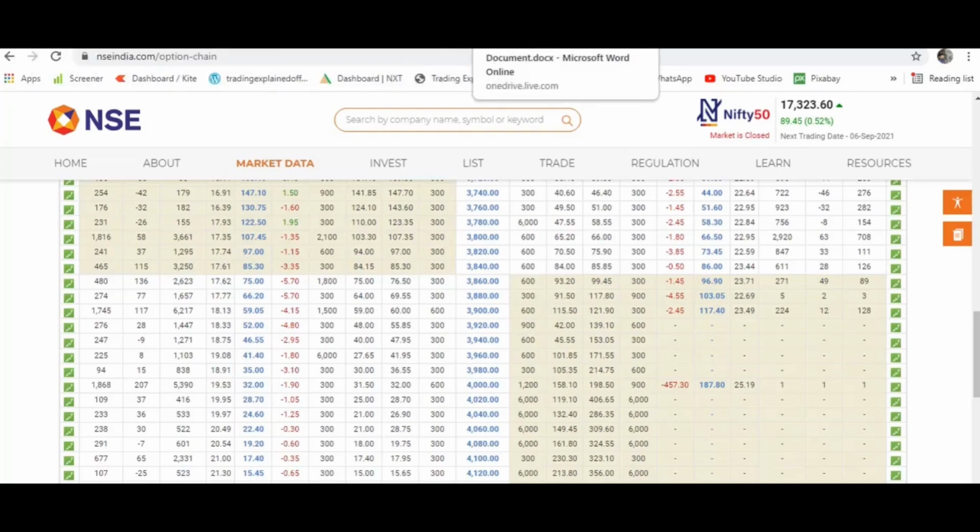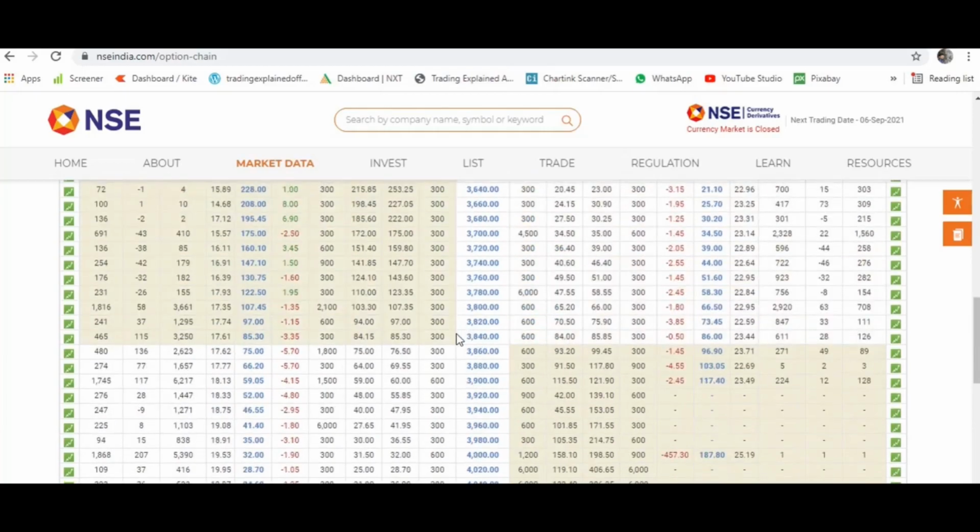So I hope you got the context of how to understand OI, how to read this option chain data, and how to understand it basically. If you have any doubts regarding option chain or open interest, ping me. You have my Telegram ID. You can ask me your doubts anytime. I am there to help you out.